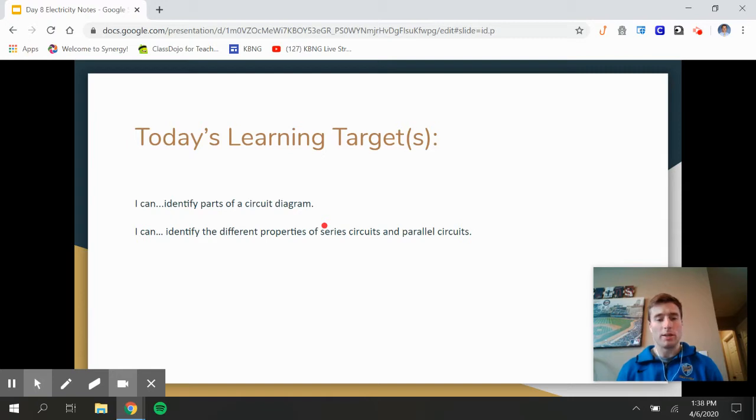Today what we're going to be looking at is identifying the parts of a circuit diagram and then identifying the properties of parallel and series circuits and the differences between them.